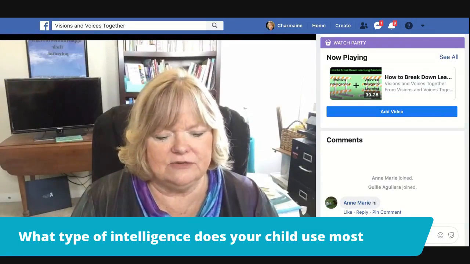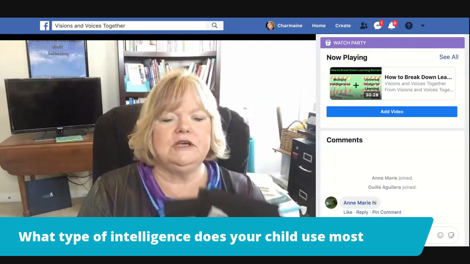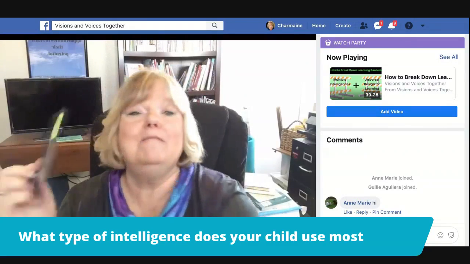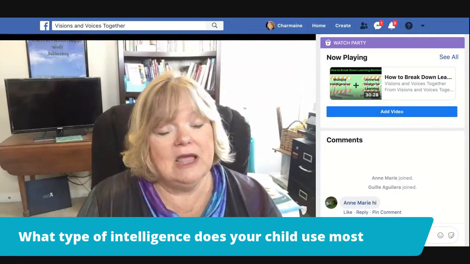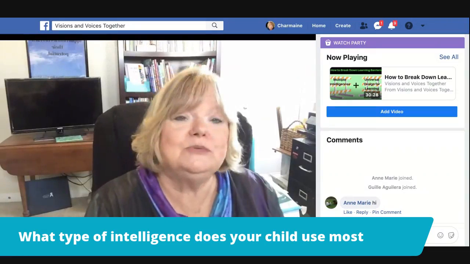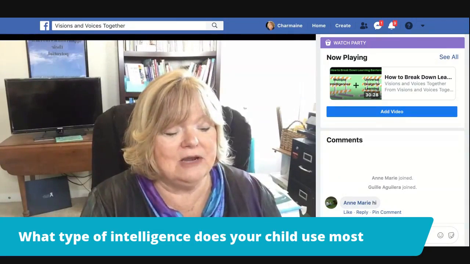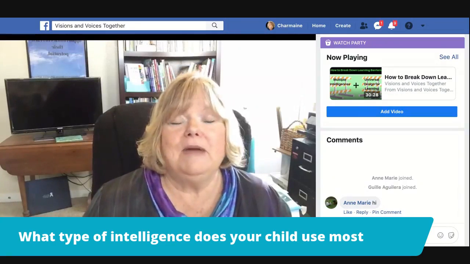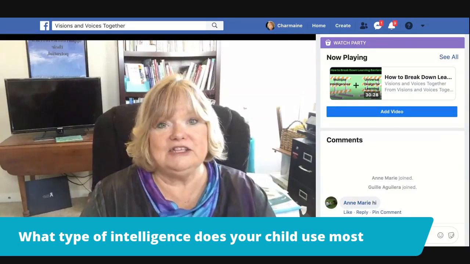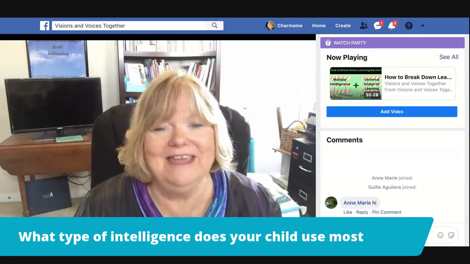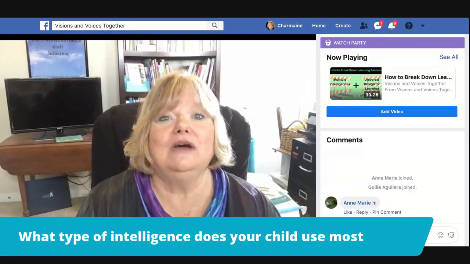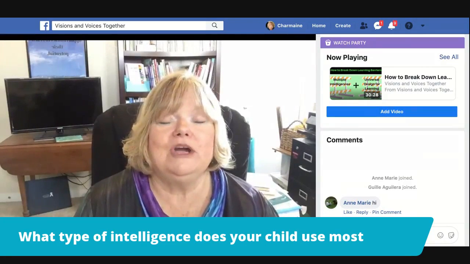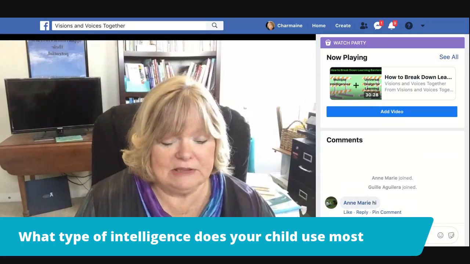So let's look at our cards here. I'm going to go to number 2, which is mathematical logical thinking. So since we're talking about math skills today, right? If somebody has highly developed mathematical logical intelligence, teaching them math is going to be pretty easy or much more attuned to what their natural abilities are.